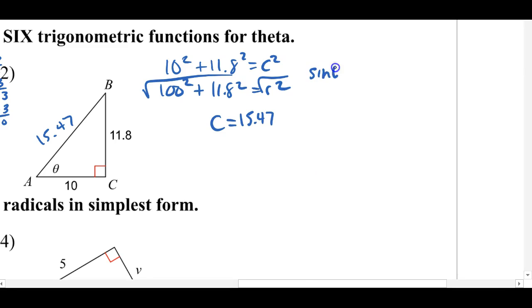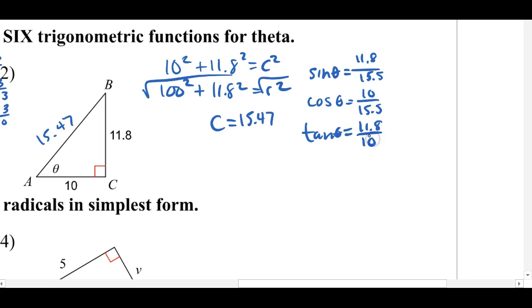Now for sine, again, opposite over adjacent. So 11.8 over 15 point, let's go to the nearest tenth, since we have a tenth up here. So we'll do 15.5. And then cosine is going to be the adjacent side over the hypotenuse, so 10 over 15.5. And then tangent will be the opposite over the adjacent, so 11.8 over 10.